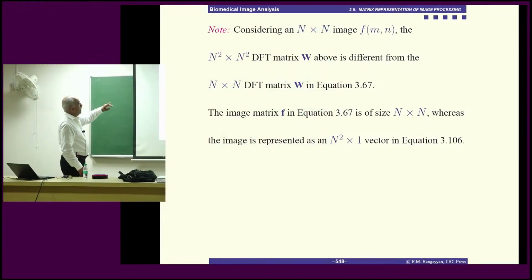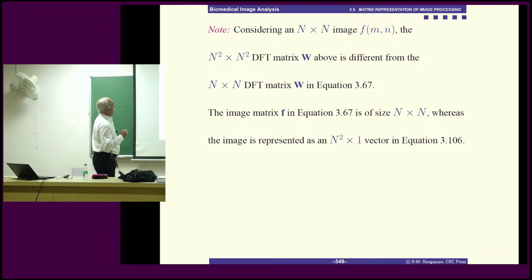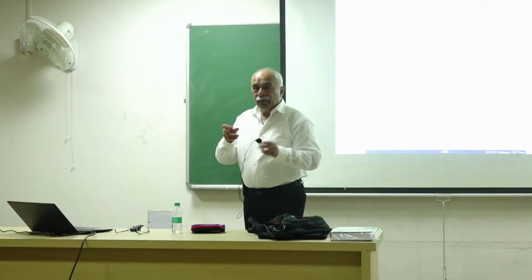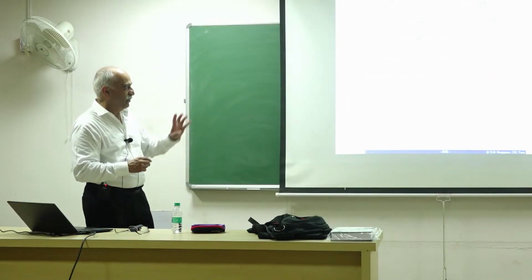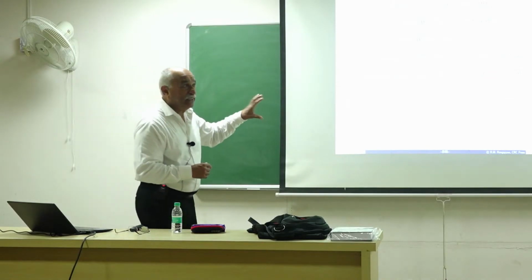So considering an n by n image, the n square by n square DFT matrix is different from the other n by n matrix we saw earlier. We saw two formulations. So it is different from the n by n DFT matrix where we wrote it as WFW. The image matrix F is of size n by n, whereas when you represent it as a vector, as a column matrix, it's n squared by 1. So there are multiple representations of 1D and 2D that you should watch out for in this discussion.